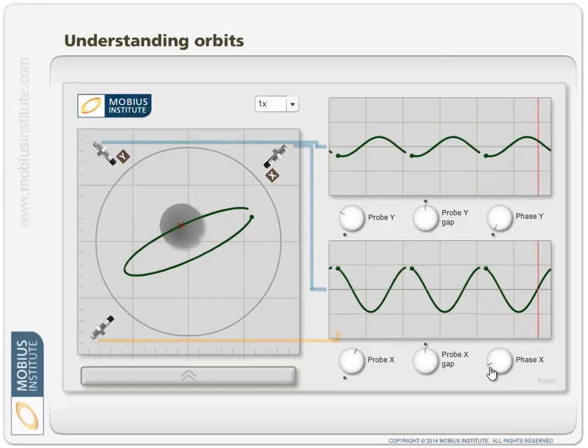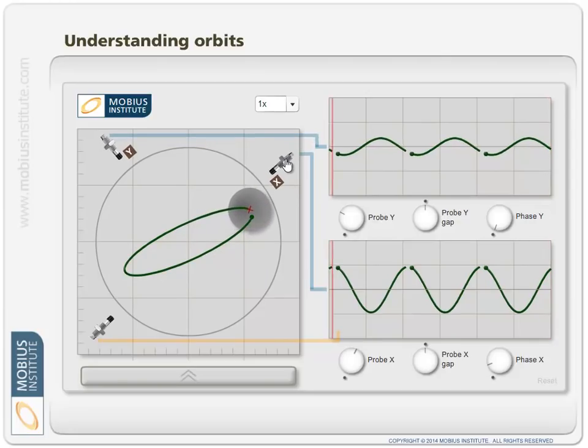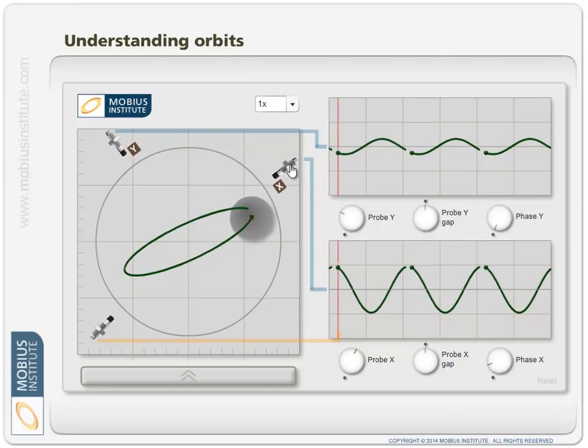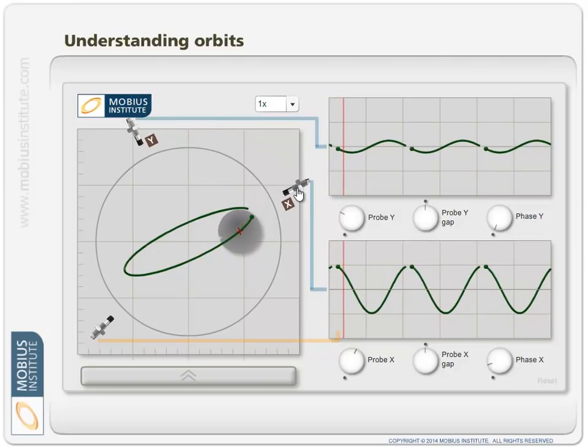So here we have a situation where it's very elliptical, which tells us one thing, and it's on an angle, which also tells us something. Notice something though. If my X probe just happened to be in line with this ellipse, notice how much higher amplitude my X signal is relative to my Y signal.